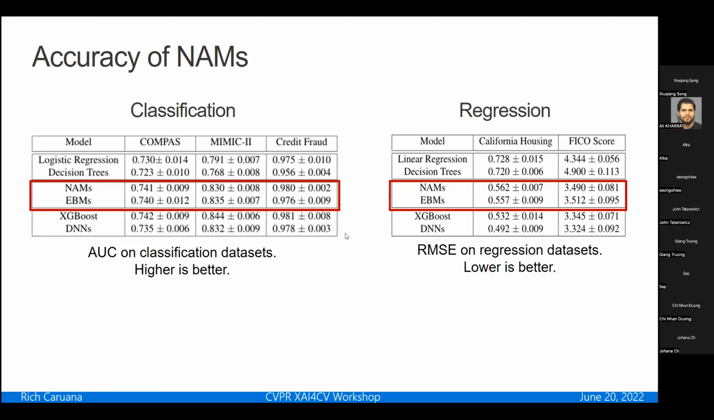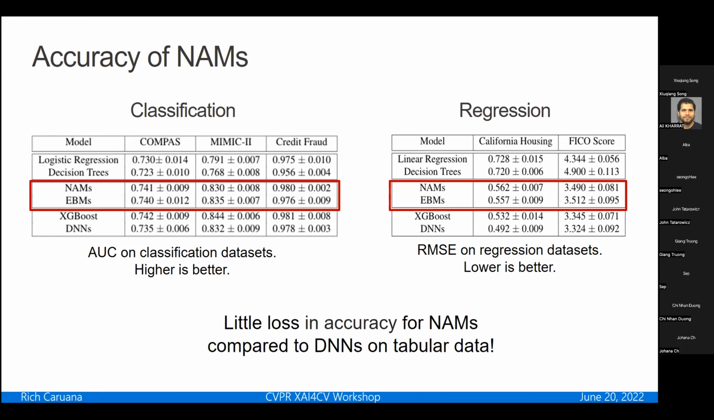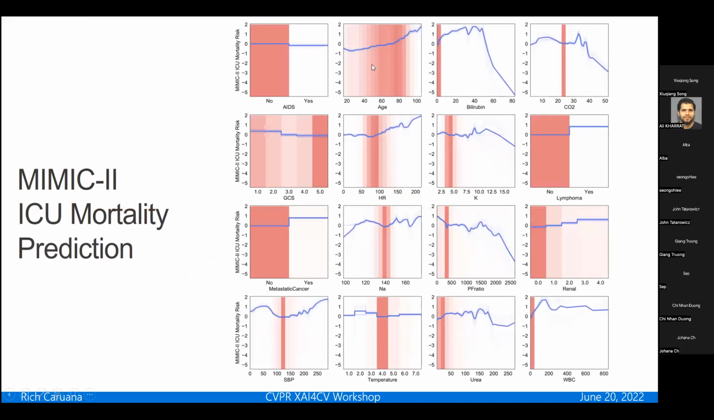That's great. The one exception we see to this is we do find that deep neural nets are particularly good at regression, and they do slightly outperform the best interpretable models that we're able to train on this data set. So regression is the one setting where the deep neural nets sometimes pull ahead by a little bit, not by a lot, over the NAMs. So there's little loss in accuracy overall for these NAMs compared to deep neural nets, as long as we're talking about tabular data. So let me just show you some things that these models have learned.